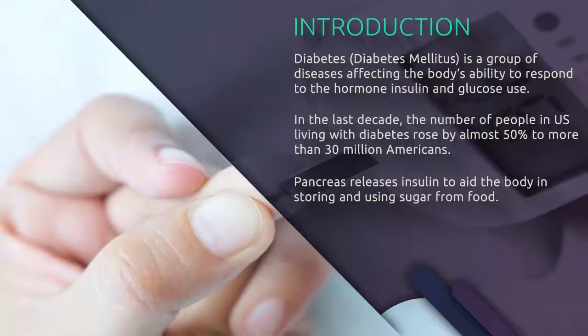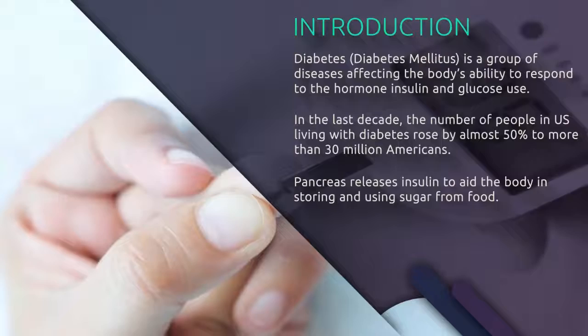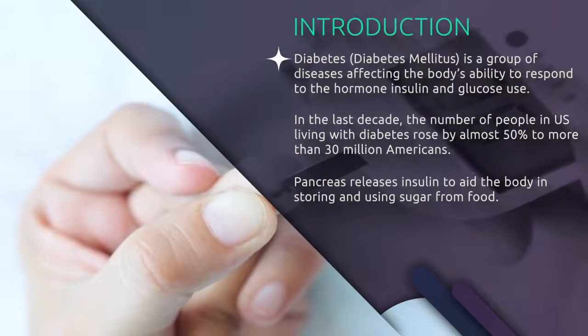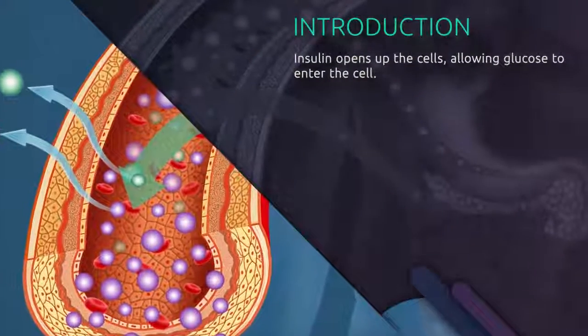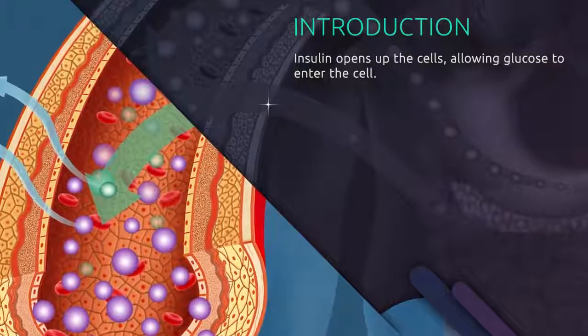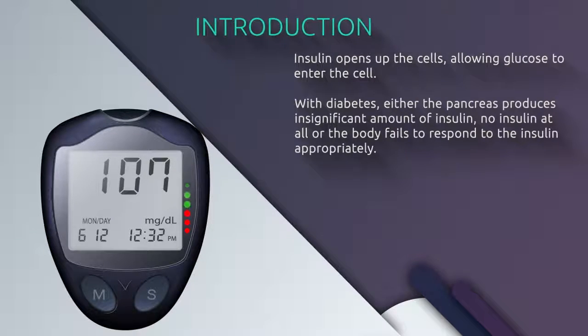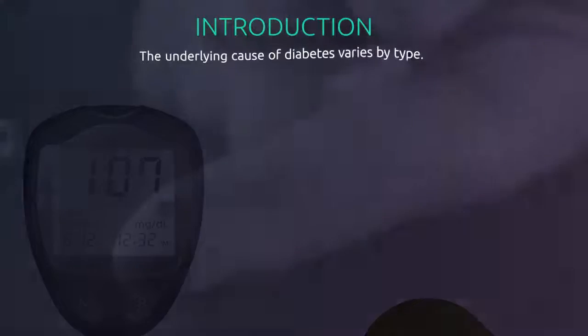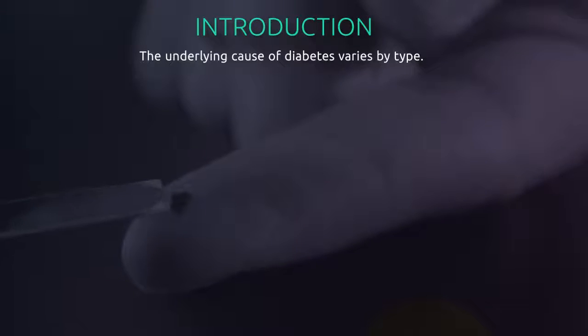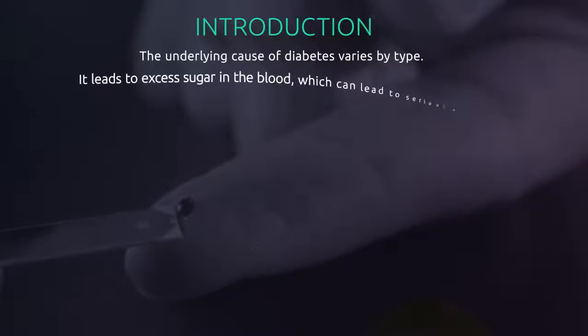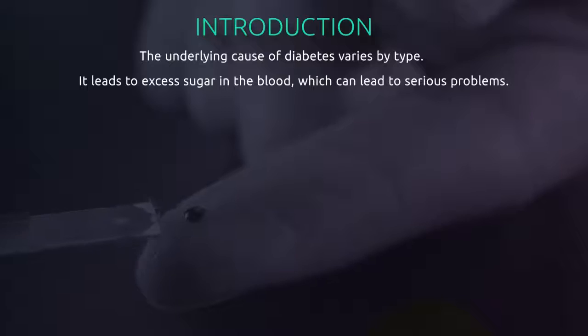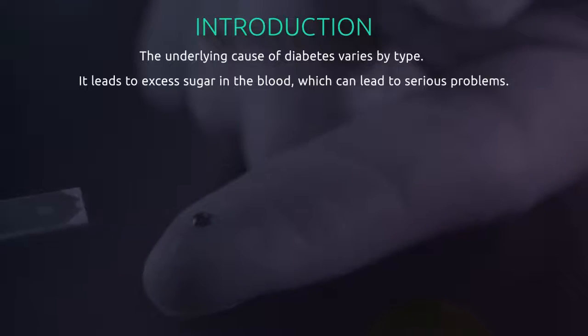Normally, the pancreas releases insulin to aid the body in storing and using sugar from food. Insulin opens up the cells, allowing glucose to enter the cell. But with diabetes, this system doesn't work. Either the pancreas produces insignificant amounts of insulin, no insulin at all, or the body fails to respond to the insulin appropriately. The underlying causes of diabetes vary by type, but the bottom line remains the same. It leads to excess sugar in the blood, which can lead to serious problems.